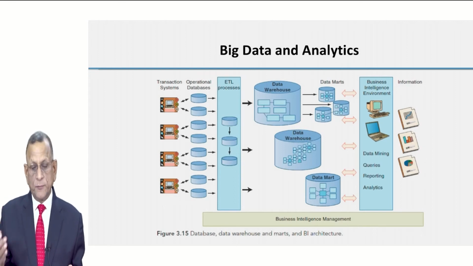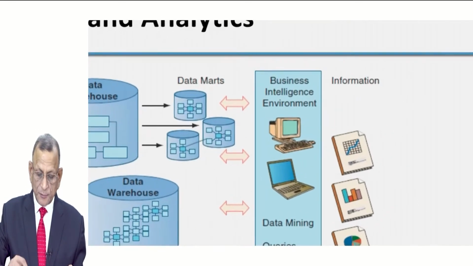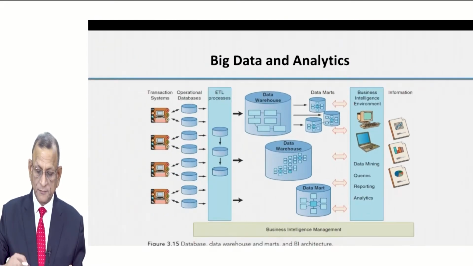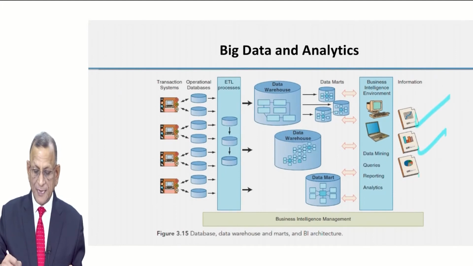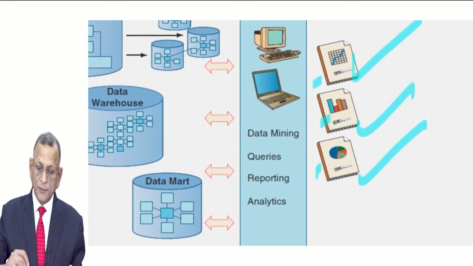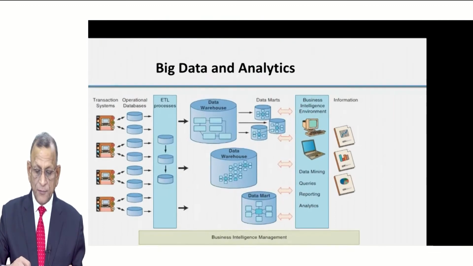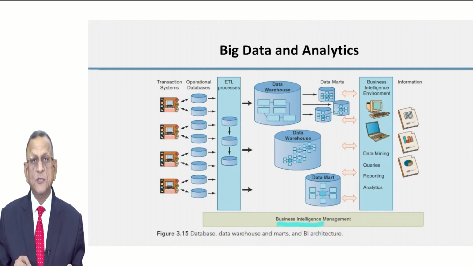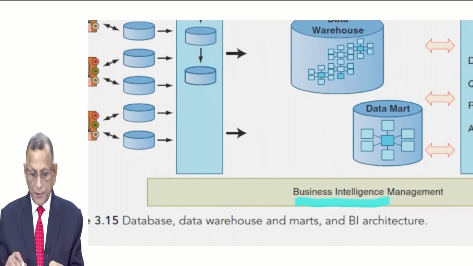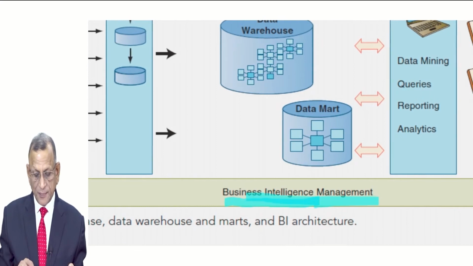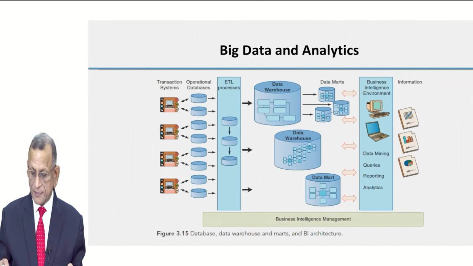What will be the output of this business intelligence is something known as information. Information in the form of reports, maybe graphics. So, this information may be in the form of reports or graphics. In this manner, friends, we are in a position to understand how business intelligence is being managed. This is business intelligence management.